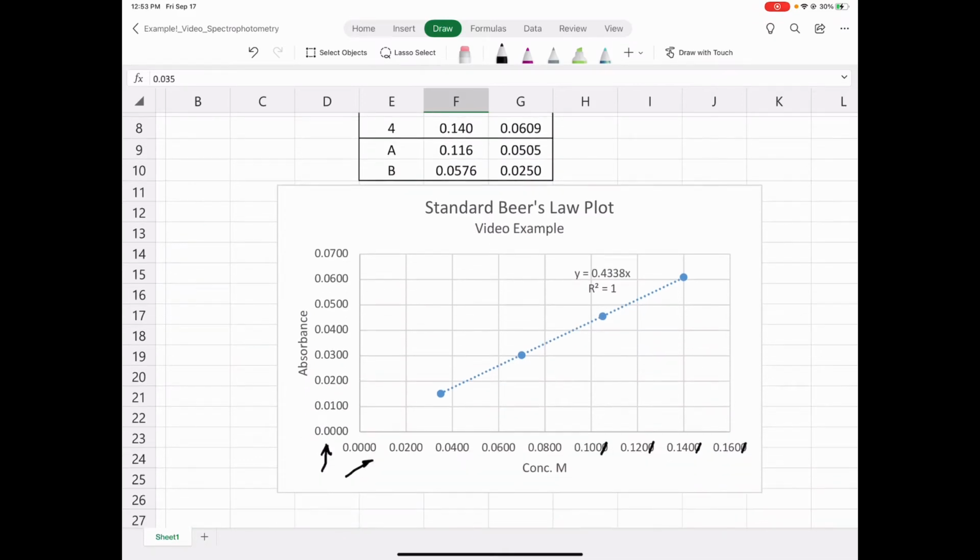An important feature of the plot is that we made sure the line goes through 0, 0, even though Excel doesn't show it. There is no intercept here. It's just y equals mx. Excel does report a slope of 0.4338, and the R-squared value is 1. It's not exactly 1, I'll show you.